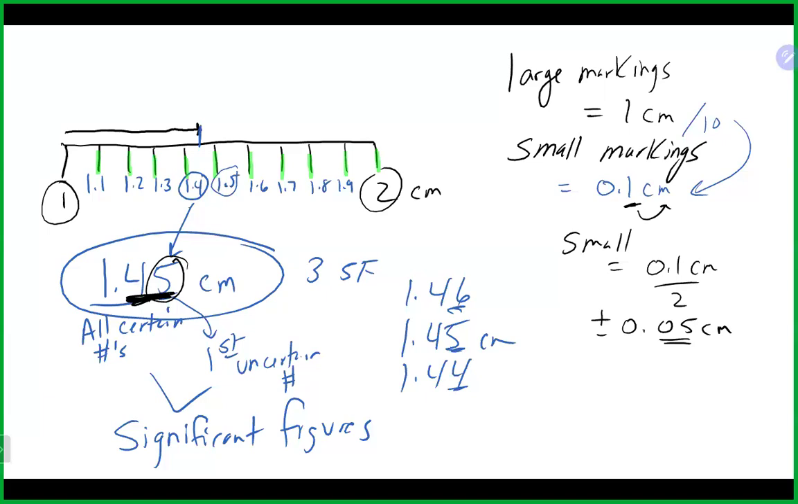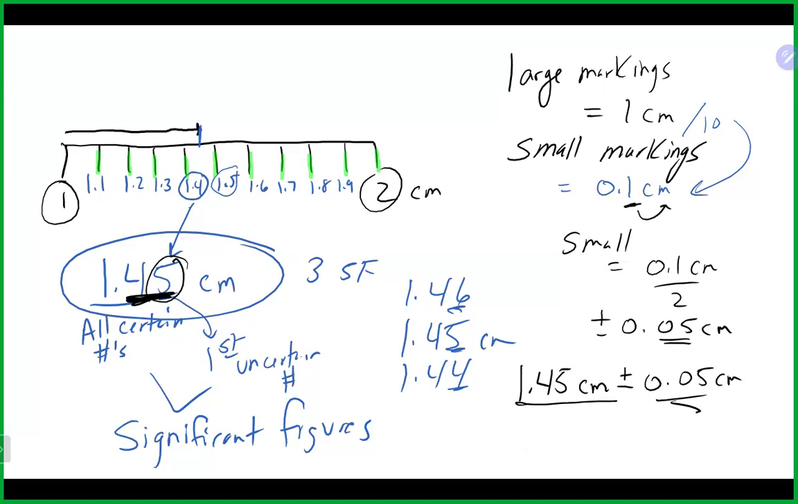So it will tell you how far to take the reading. If you're sure about the smallest marking, all you have to do is divide it by 2, and it'll tell you how far you should take that reading to. And they will oftentimes want you, especially in lab, if you were going to give this as your measurement, to write 1.45 centimeters plus or minus 0.05 centimeters, including the uncertainty in the measurement.